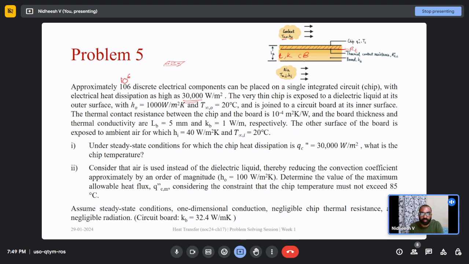The other surface of the circuit board is exposed to ambient conditions, that of air, which has a heat transfer coefficient of 40 watt per meter square Kelvin and temperature of 20 degrees Celsius. All these conditions are given. First, read through the first paragraph and understand what is given in the question, what the conditions are, where heat is being generated, and how that heat is being transported to different locations. Let me know if that part is clear for you.